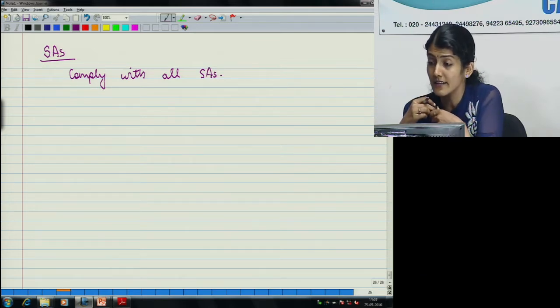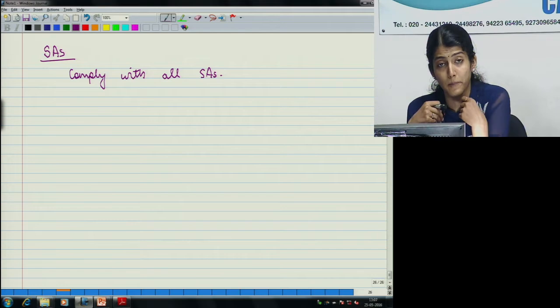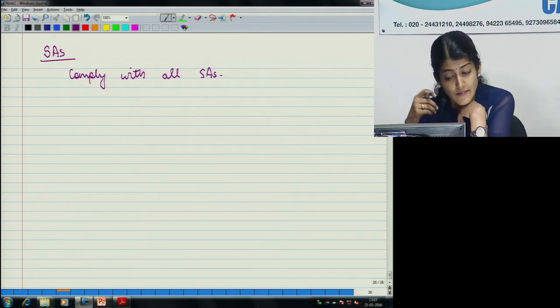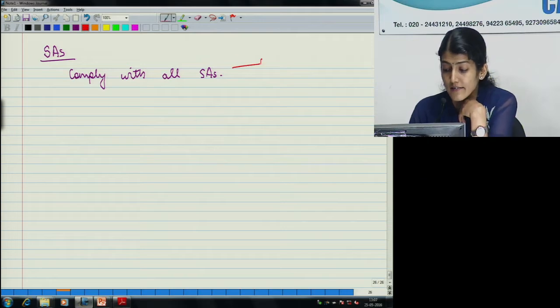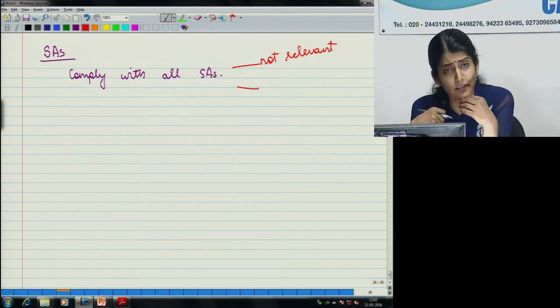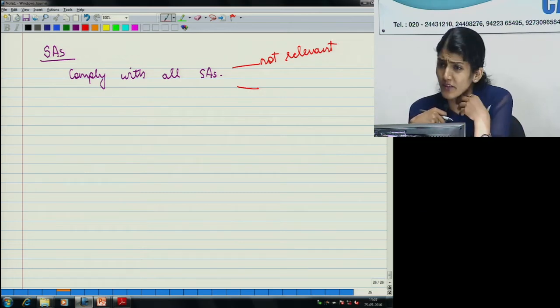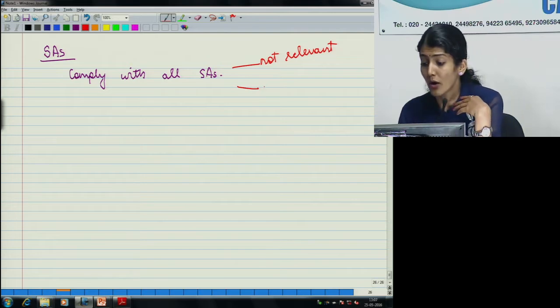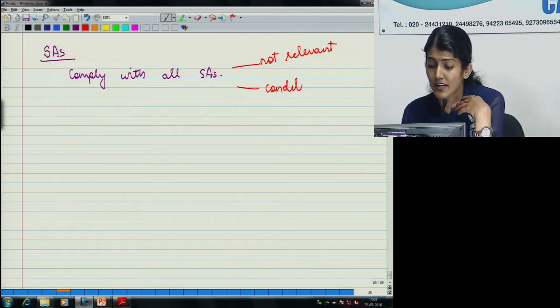Now there are 37 standards. Should I always comply with all 37 standards for every audit? It says yes, unless an SA is not relevant. Like SA 299, joint auditors. Is that relevant when I'm doing a sole audit with a single auditor? The standard is not relevant. Only when there are joint auditors is that standard relevant. Or the requirement is conditional and the condition does not exist.